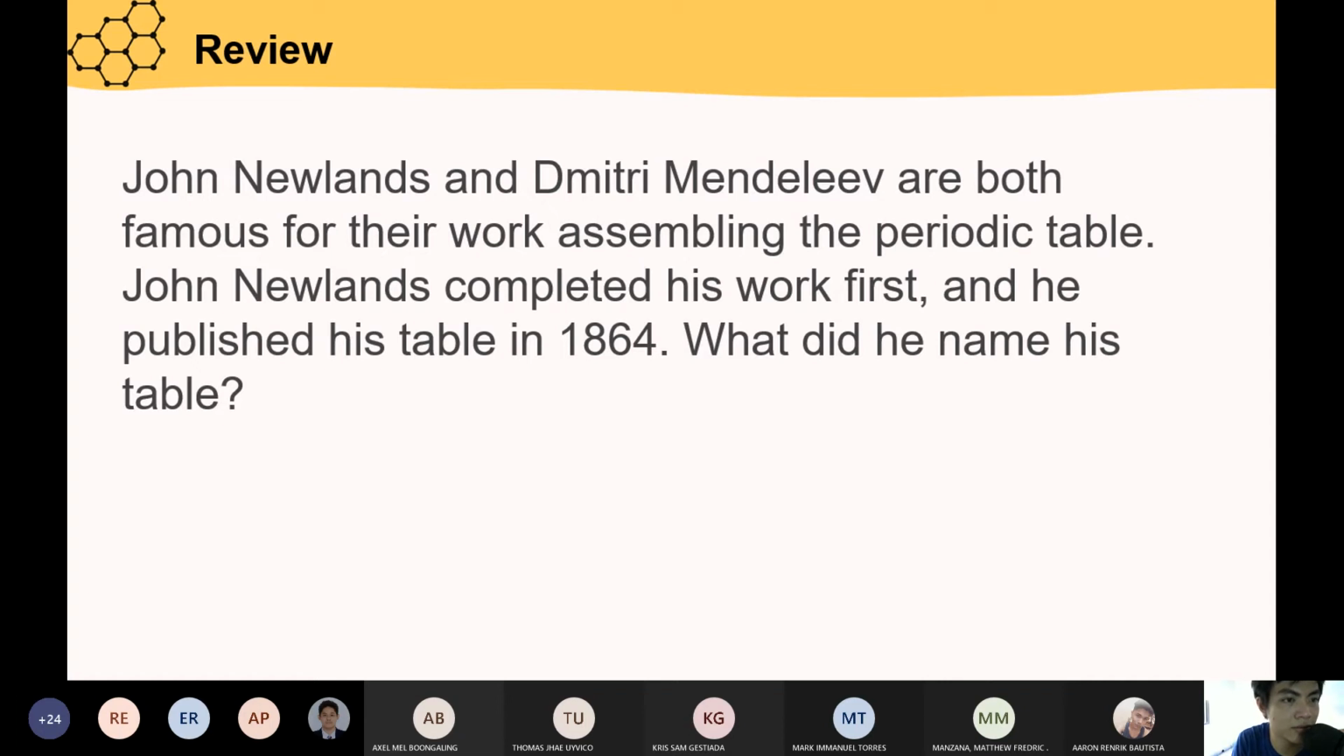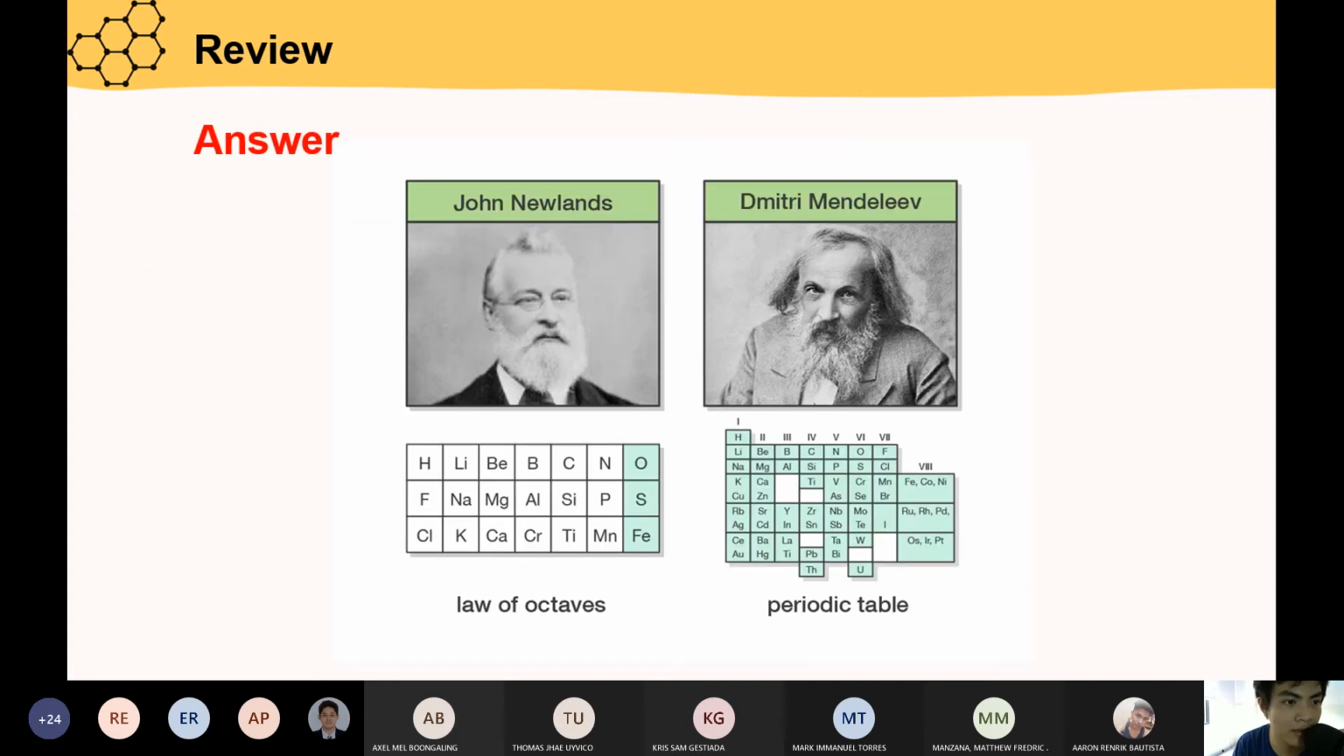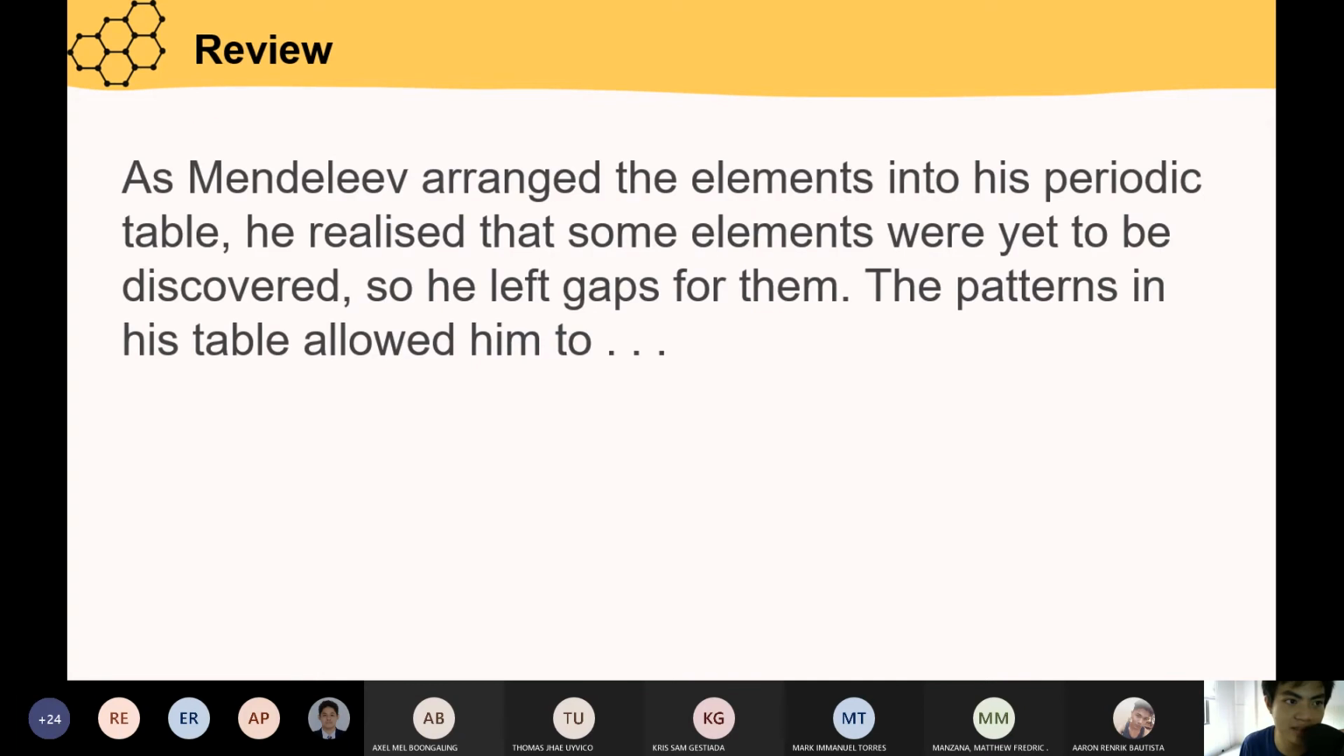John Newland completed his work first and he published his table in 1864. What did he name his table? Since Newland, the answer should be octaves. Okay? So, octaves or law of octaves. Okay? And then next question.